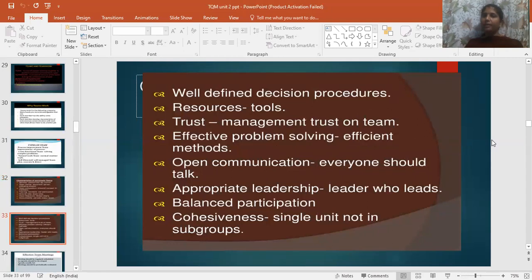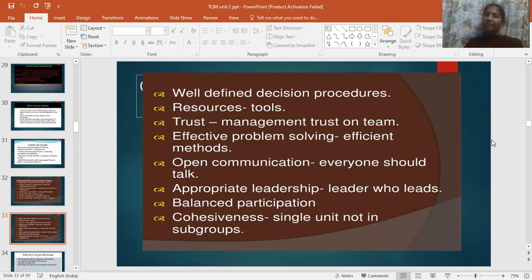Then a well-defined decision procedure should be there. Adequate resources and tools should be there. Then there should be trust among the team and between the team and management. Effective problem solving, that is, efficient methods of problem solving should be there. Then everyone should have open communication, that is, frankness.